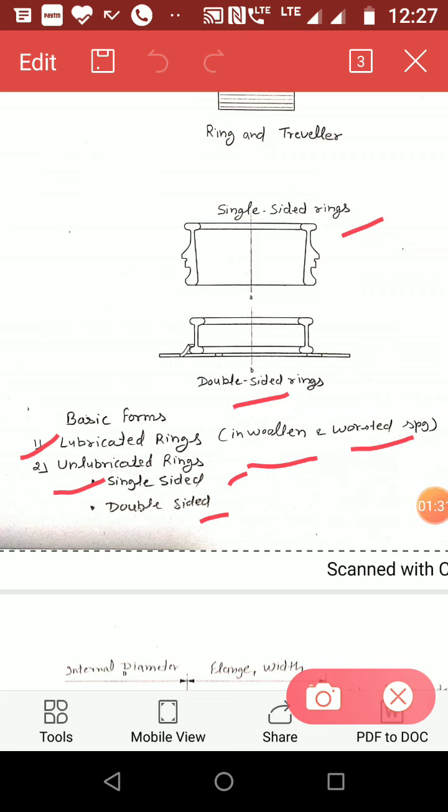As shown in this diagram, this one is single sided, which can be replaced with new ones after use, and this one is double sided ring, which can be reversed after the use. The double side can be turned around after use for use on second side.